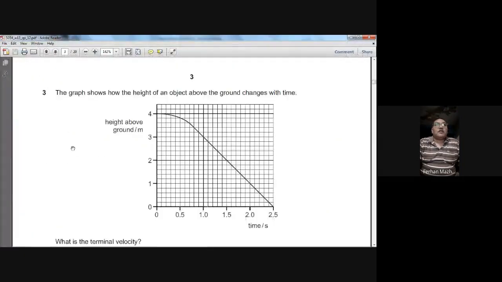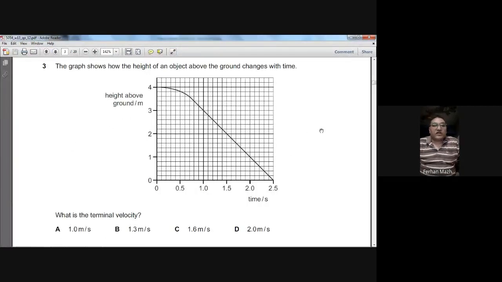Okay, so the next question on your screen is question number 3. The graph shows how the height of an object above the ground changes with time. What is the terminal velocity? The graph given here is the distance time graph. On the x-axis, time is represented in seconds, and on the y-axis, the height is given, which is distance in meters. The slope, the gradient of the distance time graph represents the velocity.